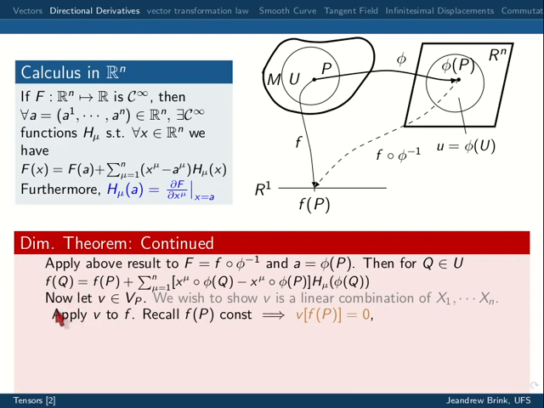Okay. So if we apply V to F, what we get is, remember F of P is a constant, a real number. So V applied to a constant, which we proved in the previous slide, is 0. And we proved it rigorously in the previous slide. It's not totally an obvious thing. Then we're going to apply Leibniz's property, and we're going to apply V to this whole bracket.